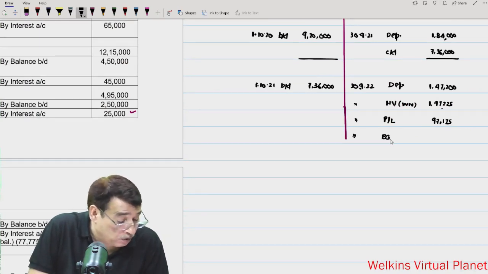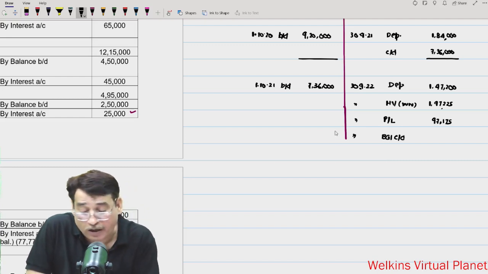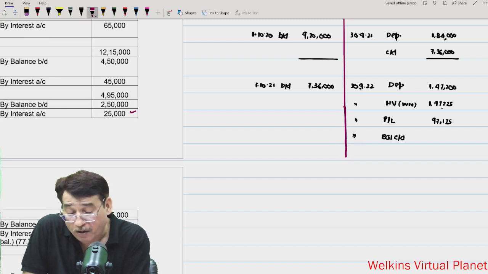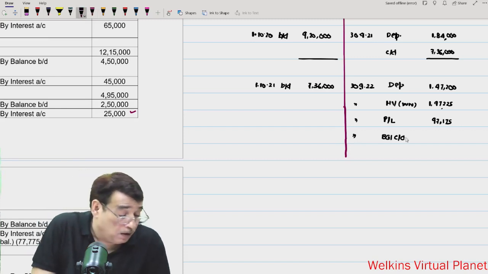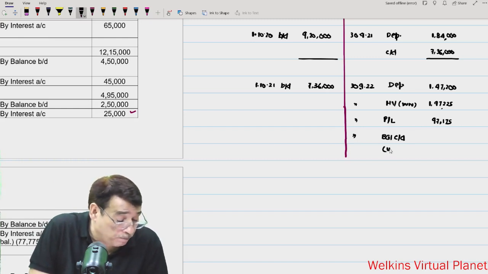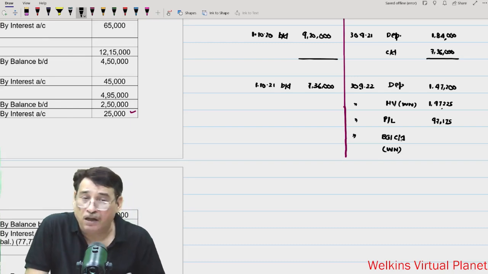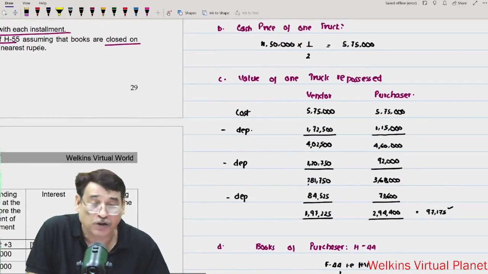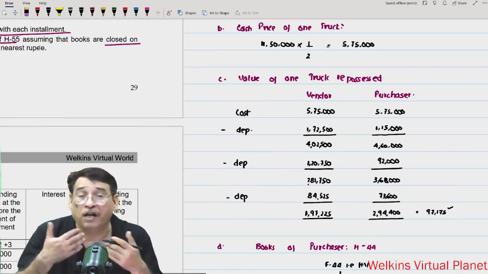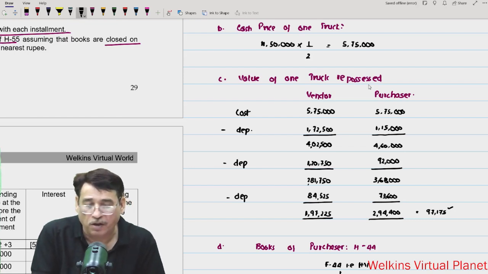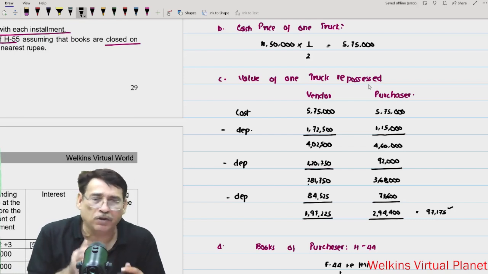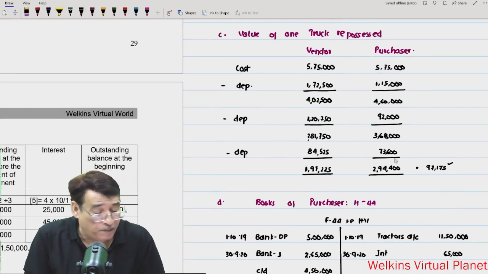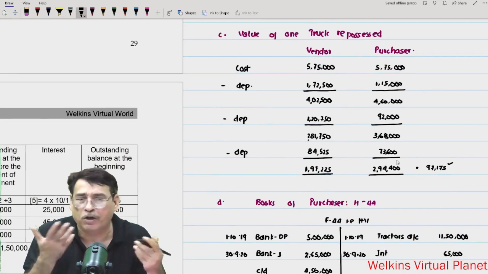Now, balance carried down. You can simply take it as balancing figure, and balance carried down, what does it mean? The balance carried down means value of one truck which is still in possession of the purchaser. However, we also know the value of this particular balance in advance. How? Because, just pay attention. You might be wondering, sir, why you did not compute in this particular question value of truck retained. Because generally after computing value of the asset repossessed, we also compute the value of the trucks retained. Now we know that one truck is retained by the purchaser, correct? And purchaser is having one truck, so quite obviously the value will be equal to 2,94,400.